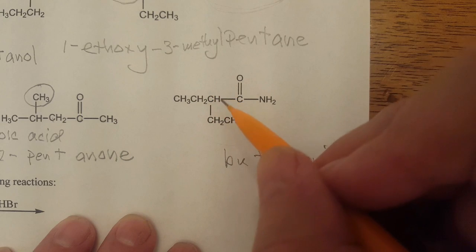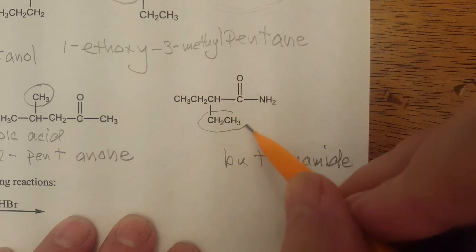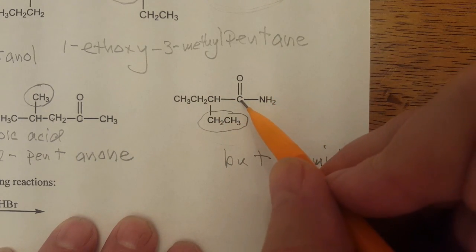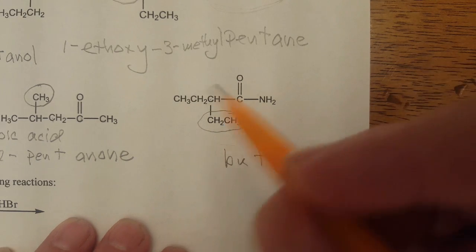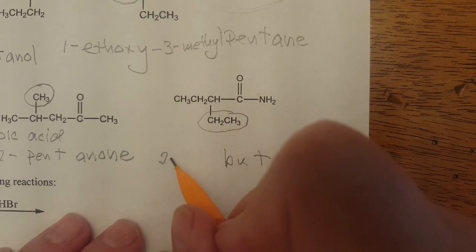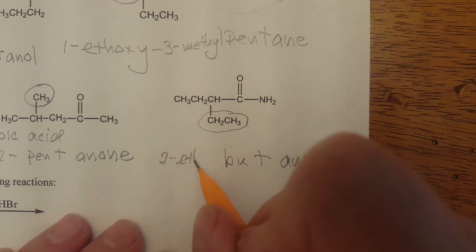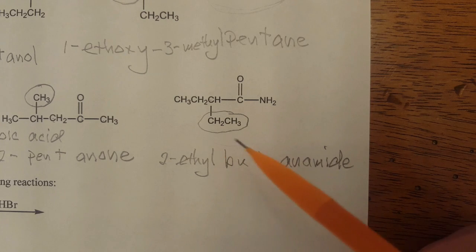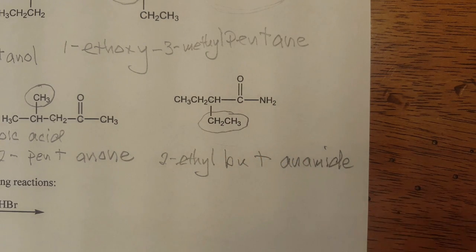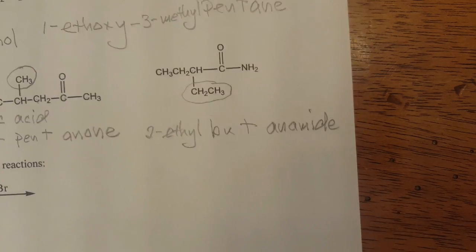So now we need to name this substituent group. This is carbon number 1. This is carbon number 2. So this is 2-ethyl butanamide. So that's the naming of all these structures.